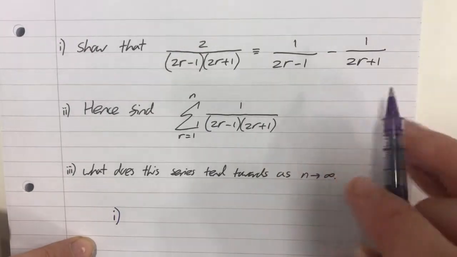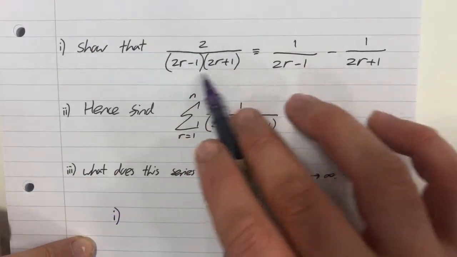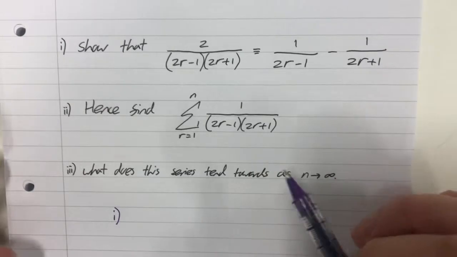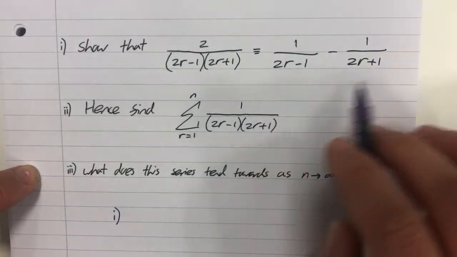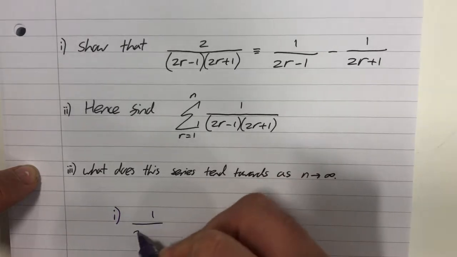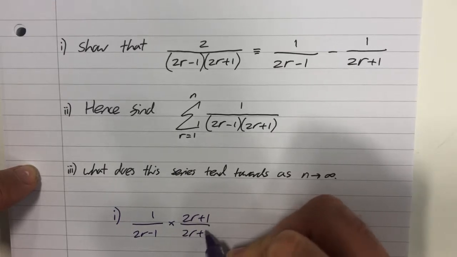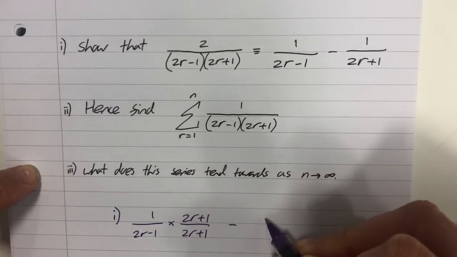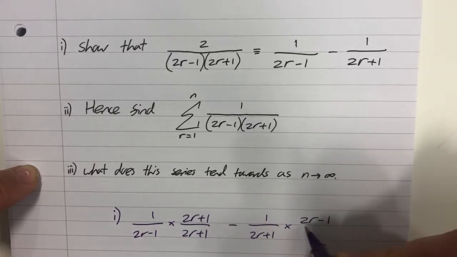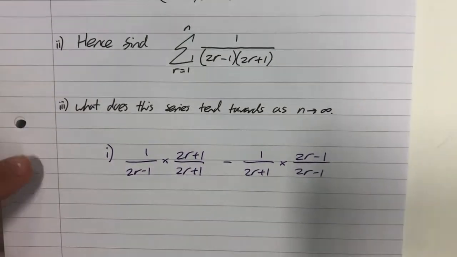I'm going to cross multiply this. You can either cross multiply this to show that the right hand side equals the left hand side, or you could use partial fractions on the left hand side to show that equals the right hand side. It doesn't matter which you do, both will give you the marks, but it's easier to go from right to left mathematically. So 1 over 2r minus 1 times 2r plus 1 over 2r plus 1, subtract 1 over 2r plus 1 times 2r minus 1 over 2r minus 1. Okay, so that's me cross multiplying.